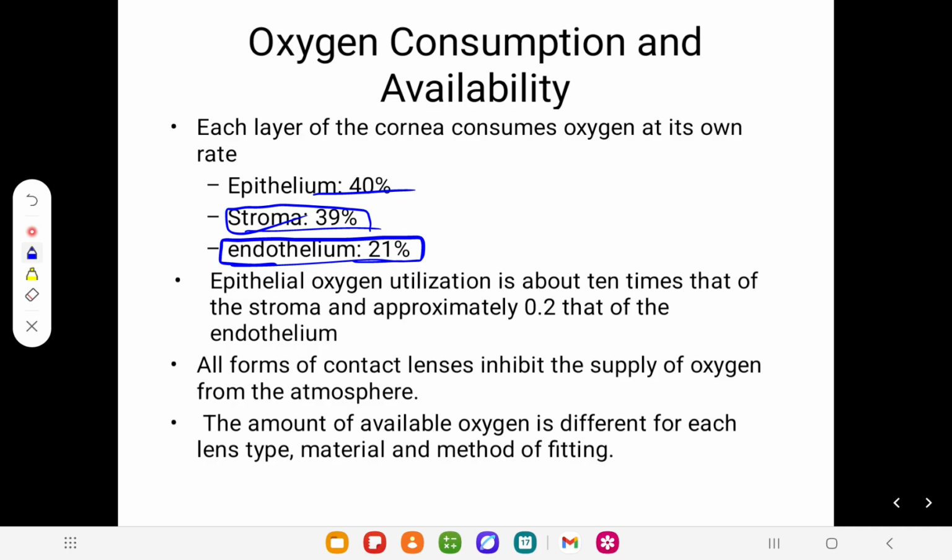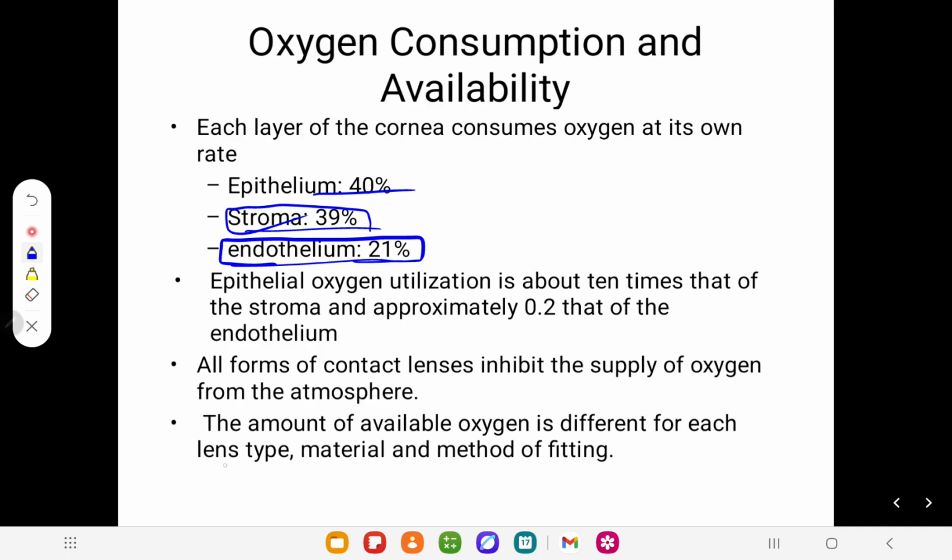All forms of contact lens inhibit the supply of oxygen from the atmosphere. That's an important point. Just remember, contact lens will not hinder oxygen to the endothelium. It's really difficult, because the endothelium, no matter whether the eye is closed or open, gets oxygen from where? Definitely from the aqueous. But what does contact lens do? Contact lens does prevent oxygen from the atmosphere.